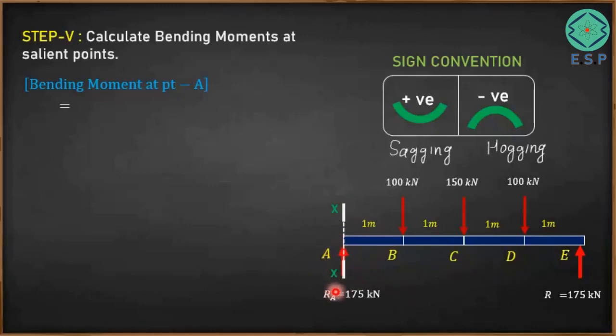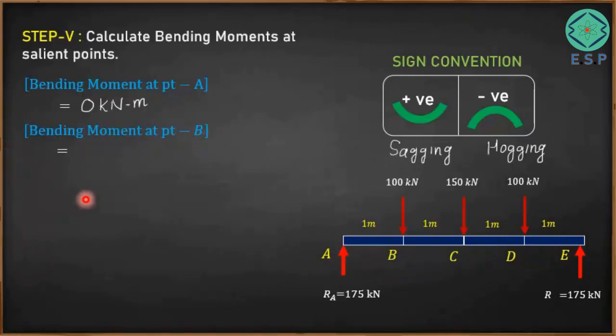The only force acting over here is the force 175, which is acting at the same location where we have taken the section. So the distance of this force from point A is 0, and the moment caused by this force at point A is going to be 0. So we can directly say that the bending moment caused by this force at section XX is going to be 0. So I am writing bending moment as 0 kilonewton meter.